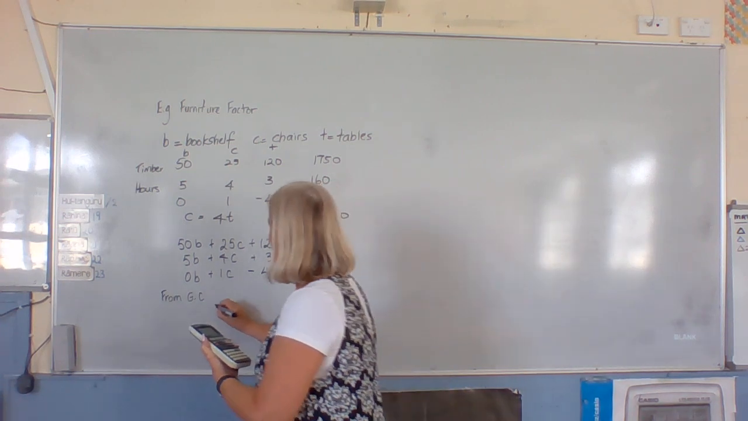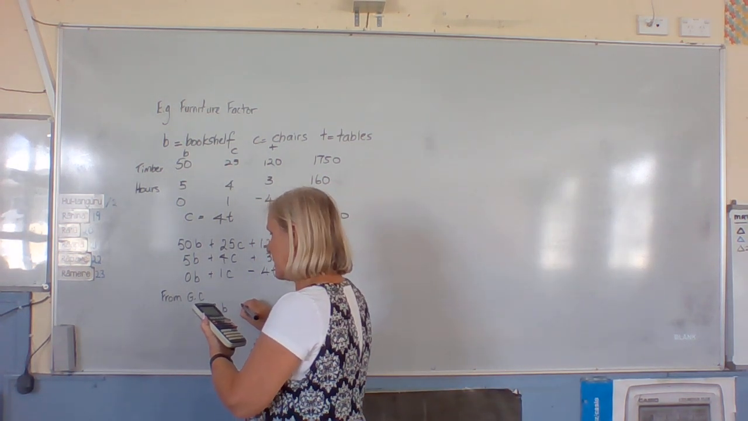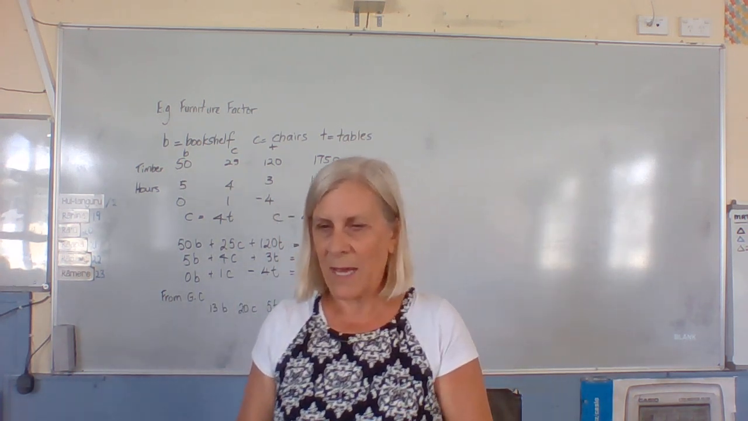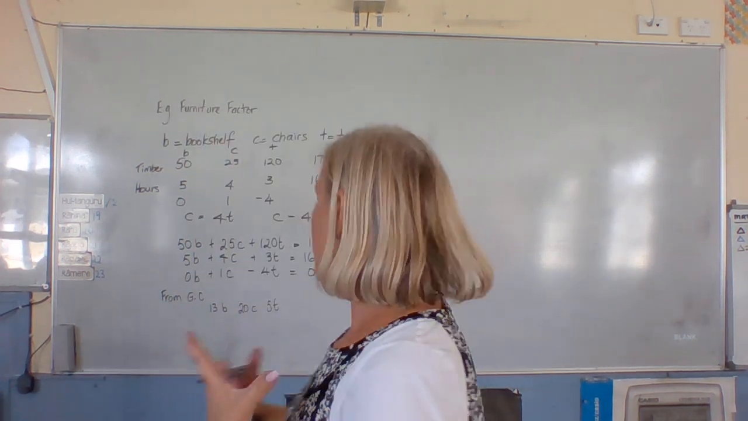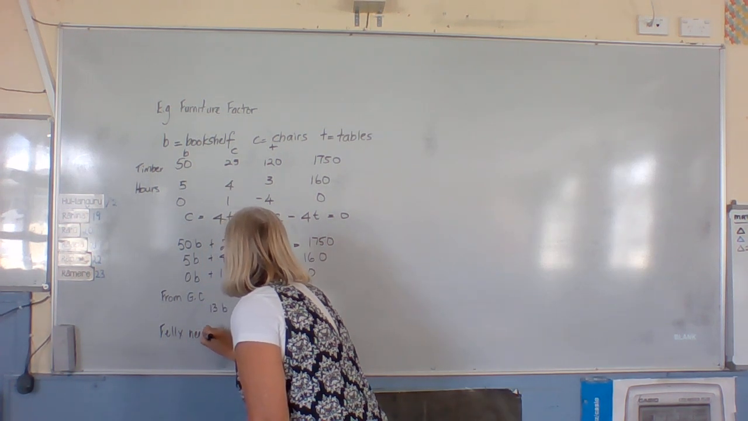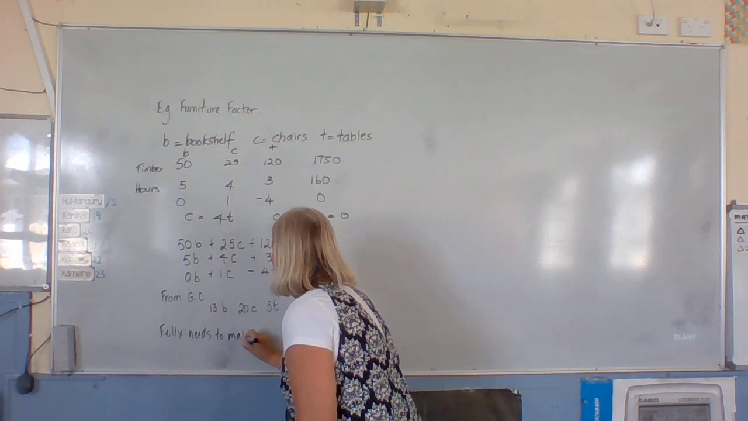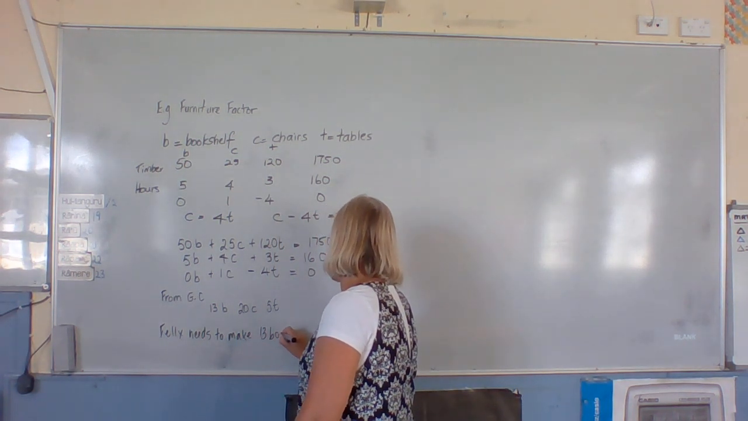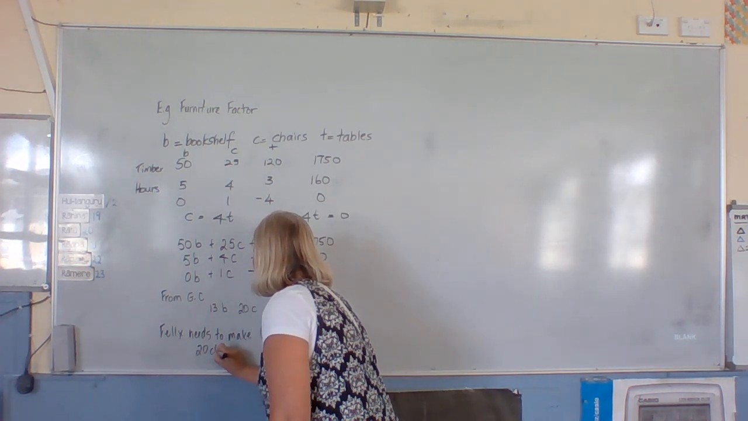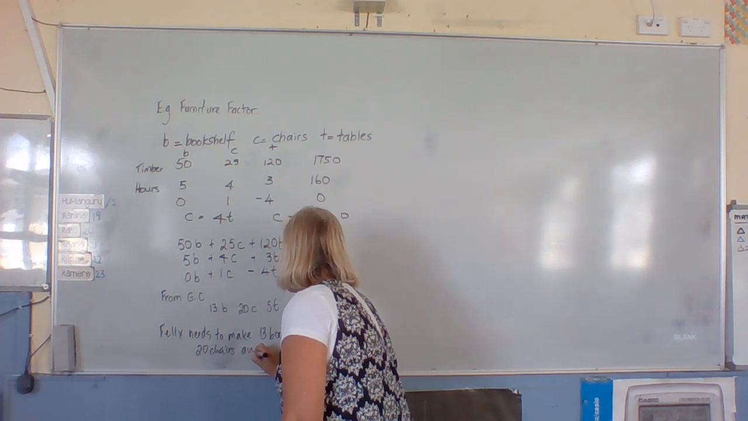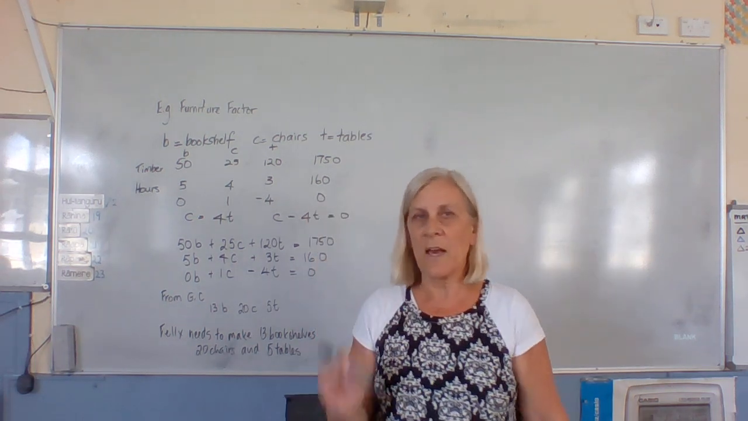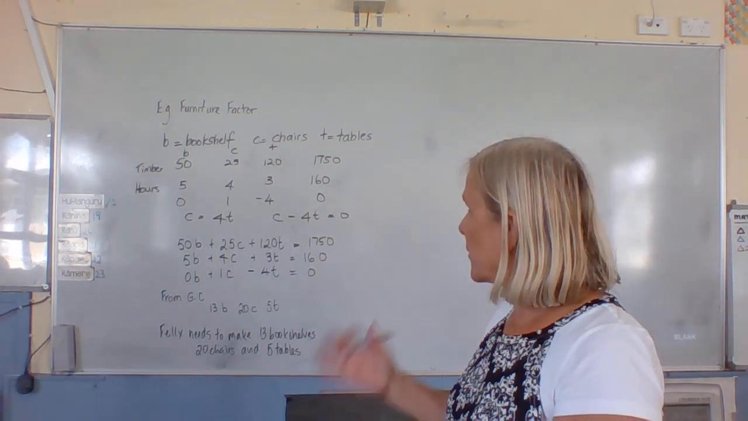Okay, so we get 13 for B, 20 for C, and 5 for T, which tells me not very much because I don't understand it. So I need to write it out as an answer. Felix needs to make 13 bookshelves, 20 chairs, and 5 tables. Right, we most definitely have it covered, our achieved now. No problems there, 3 credits coming our way.